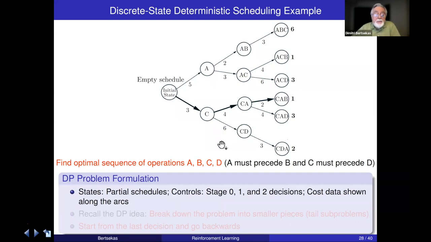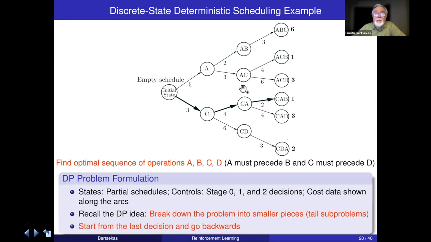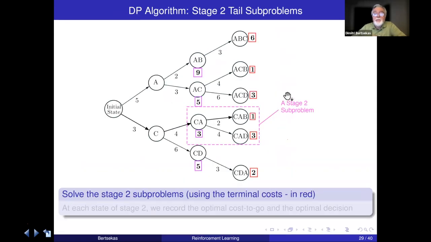So we're going to apply dynamic programming. The idea is to break down the problem into smaller pieces, tail subproblems, and we're going to stand at the end and go backwards. Okay, so we have the terminal costs, which are given in red squares here, these red numbers, and we want to solve the stage two subproblems.